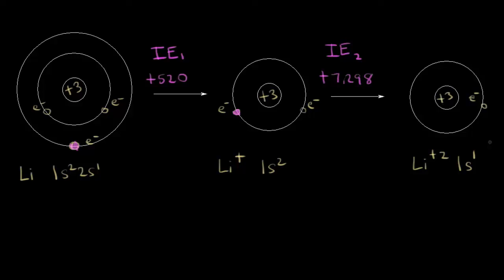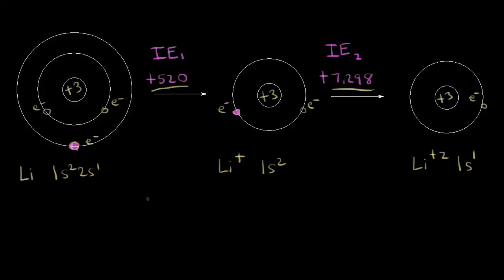And so we can see that there's a big difference between the first ionization energy and the second ionization energy. So 520 versus 7,298. So let's see if we can explain the reasoning for this extremely large difference in ionization energies. And we're going to use the 3 factors that we've talked about in the previous videos, right?